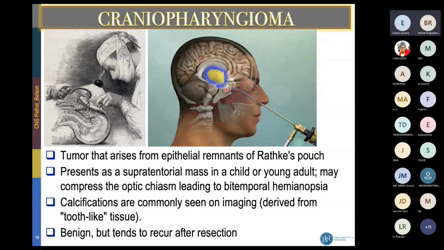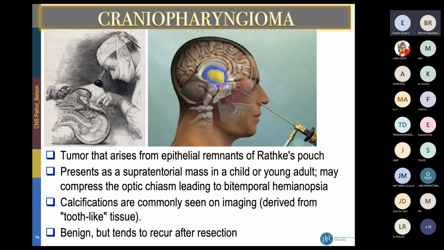Then you can here destroy and do curettage of a craniopharyngioma or a pituitary adenoma as we saw last time. So this tumor arises from the remnants of Rathke's pouch, presents as a supratentorial mass in a child or young adult, and may compress the optic chiasma leading to temporal hemianopsia.